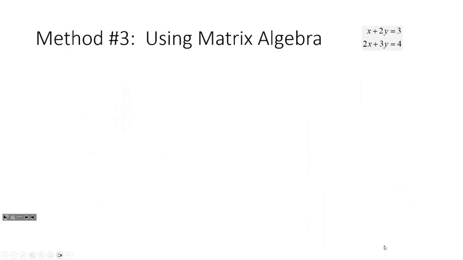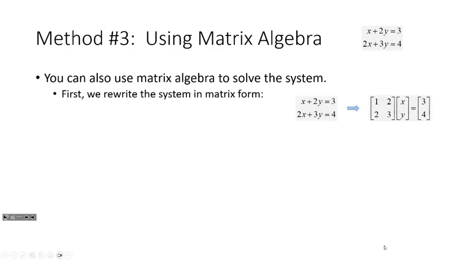So the third method is to use matrix algebra. The way that works is we take our equations and we rewrite them in matrix form. I'll do this down here just to make sure everybody's on the same page. I have a square matrix of coefficients, I have my unknowns, and then that equals my coefficients on the left side or on the right side of the equation.